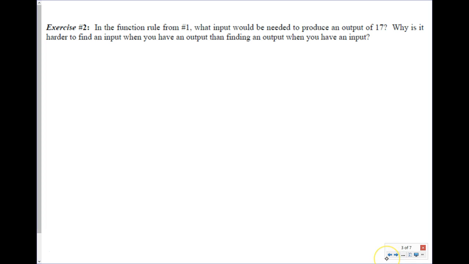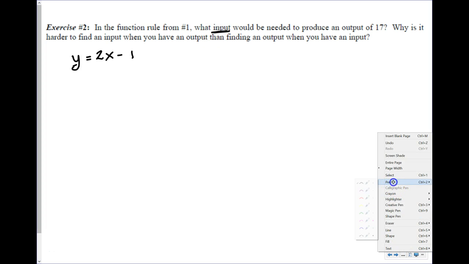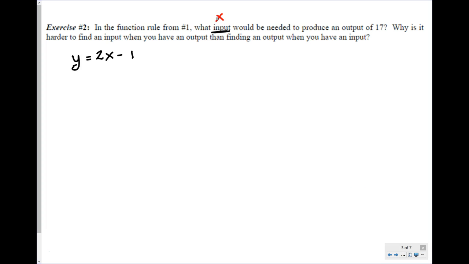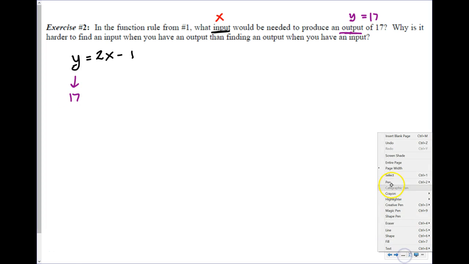Exercise 2. In the function rule from number 1, what input would be needed to produce an output of 17? So let's rewrite our function rule from number 1. We had y equals 2x minus 1. So there's our rule. And this question is saying what input, so in other words, what x value? So input is another way of saying x. So what x would we need to produce an output of 17? So the output is y. So what do we know that y is going to equal? 17. So to figure this out, what do I need to change y into? I need to replace y with 17 and then solve this equation for x.